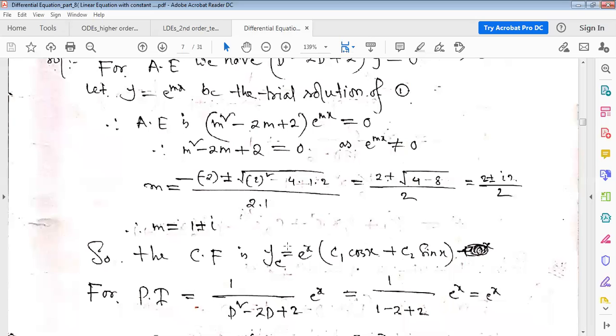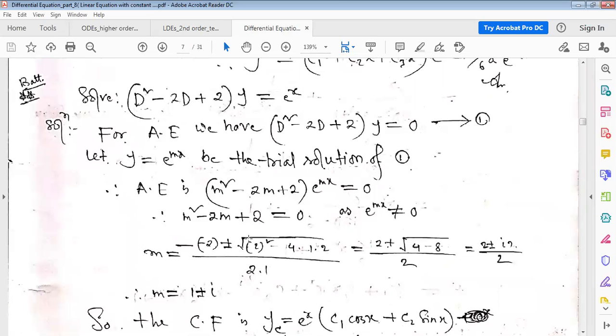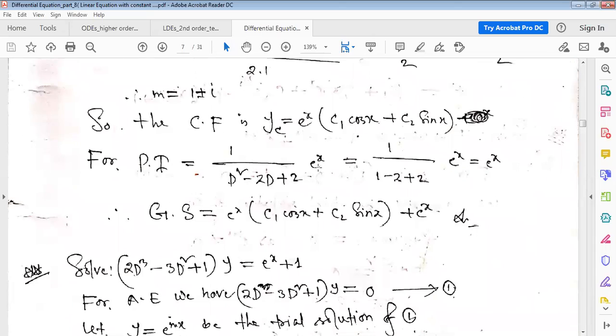Now what will the particular integral be? 1 divided by this into e to the power x. Now for e to the power x, what is the coefficient of x? The coefficient of x is 1, right? In place of D, we have to put the coefficient according to the rules, so we put D equals 1 here. The 1 comes from the coefficient of x. Just putting it here, we get this. So the particular integral is only e to the power x. So the general solution will be the complementary function plus the particular integral.